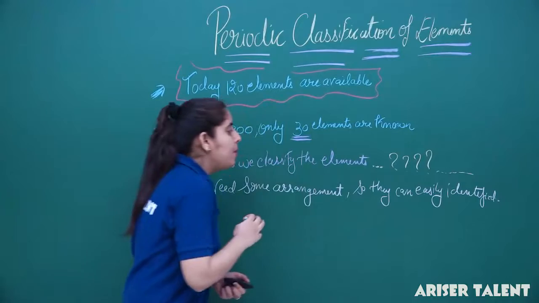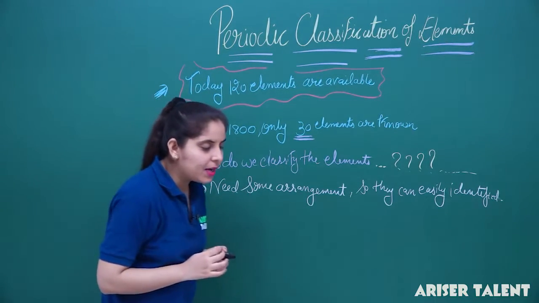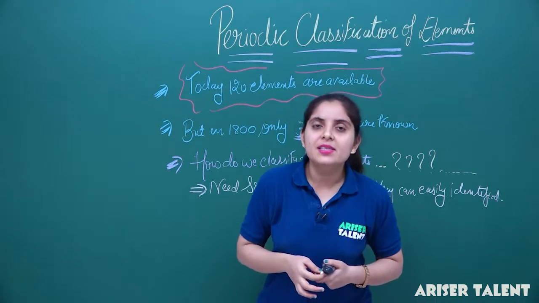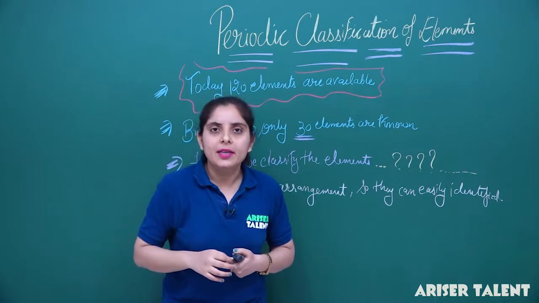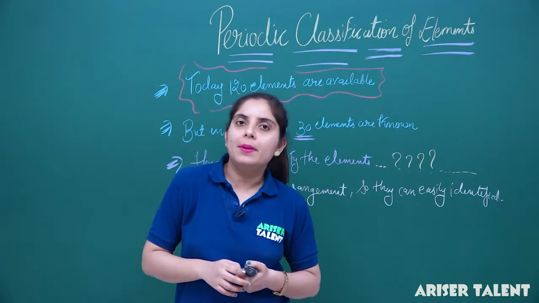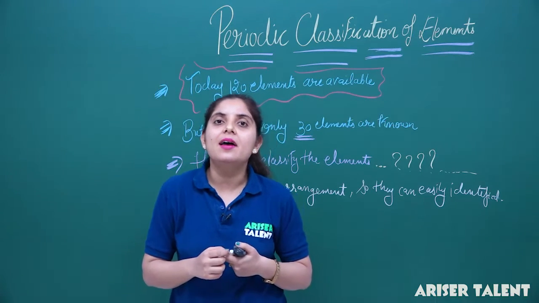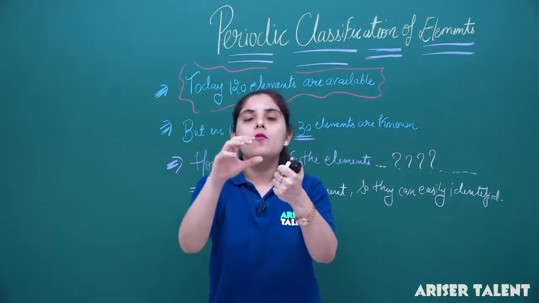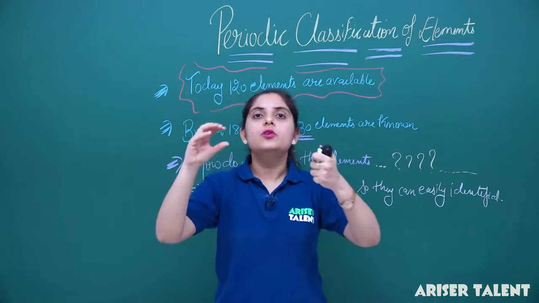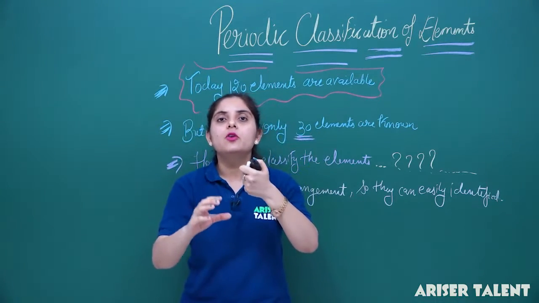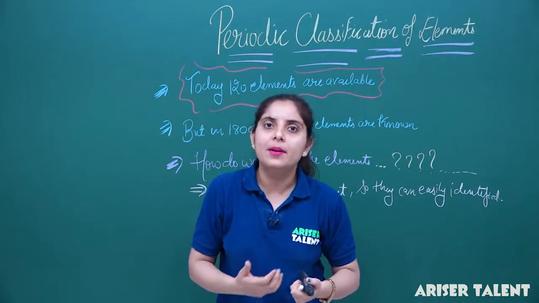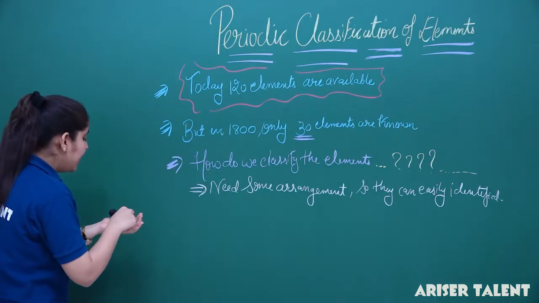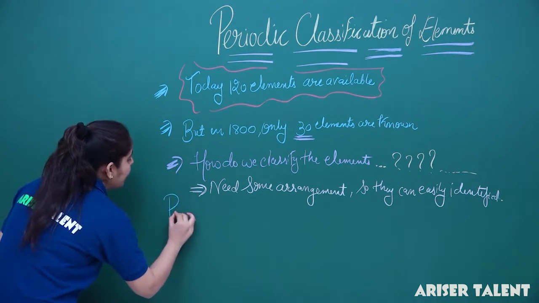This problem has been overcome by a periodic arrangement of elements in nature, and that is known as the periodic table. So what is actually the periodic table? The periodic table is an arrangement of the elements that exist in nature in the form of vertical columns and horizontal rows, which tell you about the physical properties of the elements. So the one solution for this problem is the periodic table.